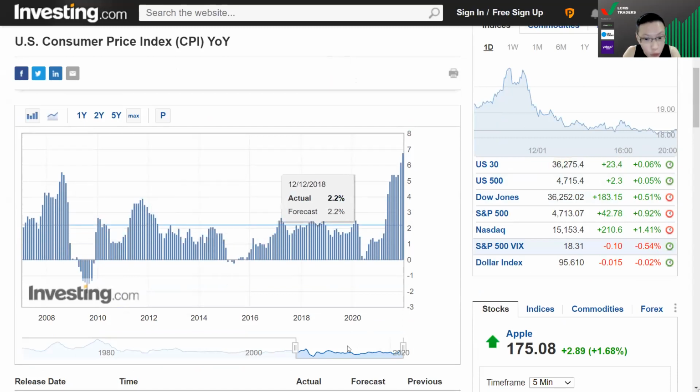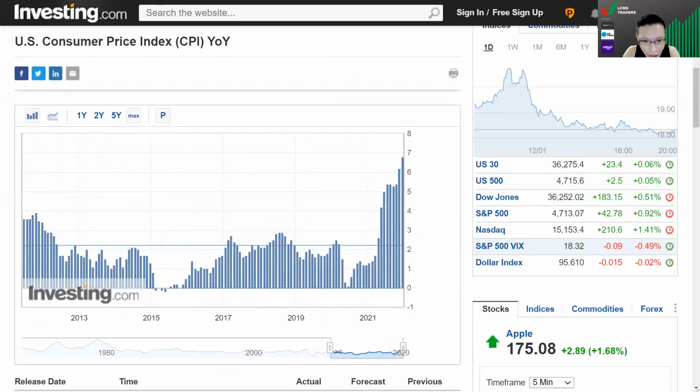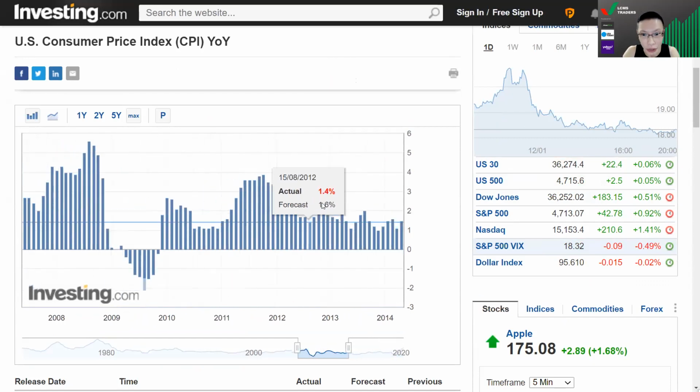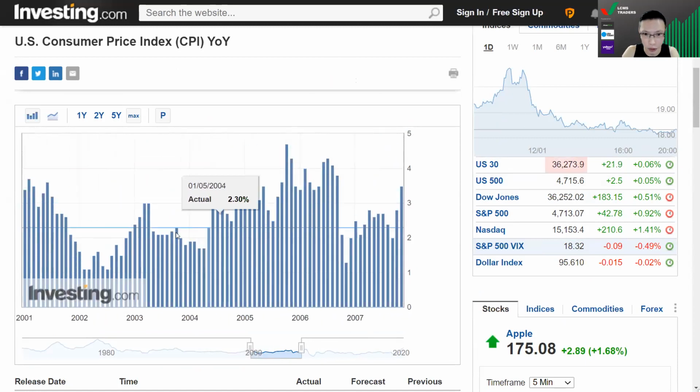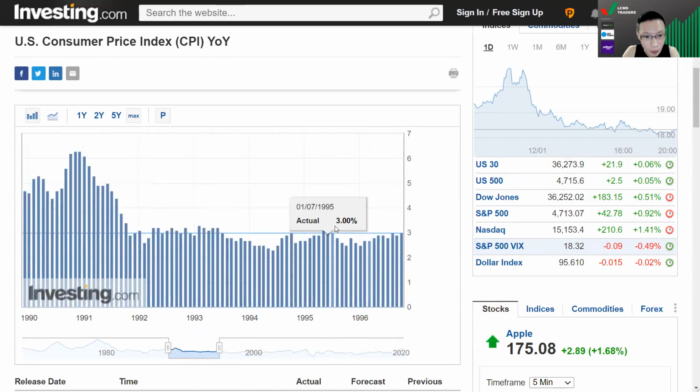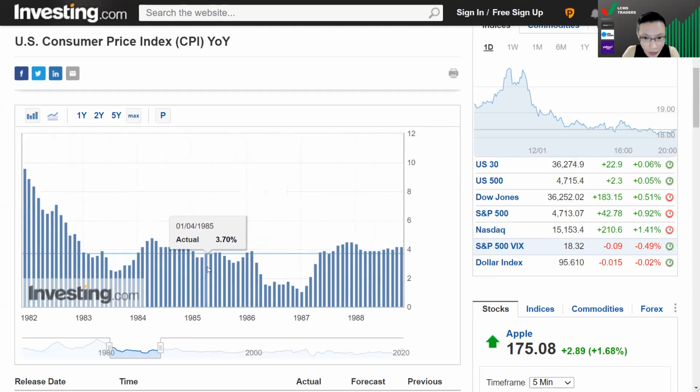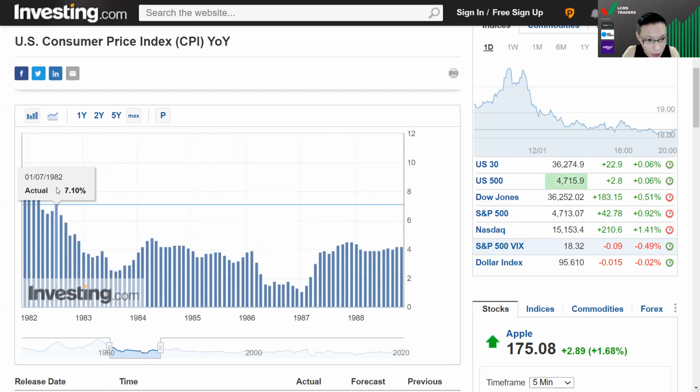Sorry, but I have to put you guys through this graph, because I need to show you when was the last time they actually hit 7.0, which you probably would have guessed was 40 years ago. So 40 years ago is 1980-something. Over here, it's 1st of July 1982, pretty much the 40-year level, where inflation was 7.1.